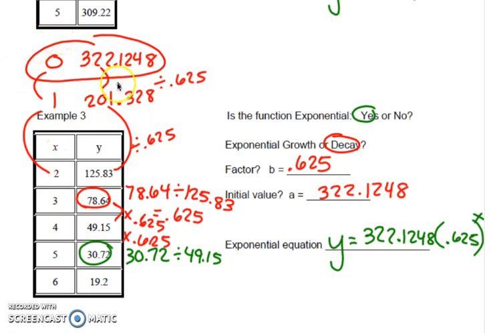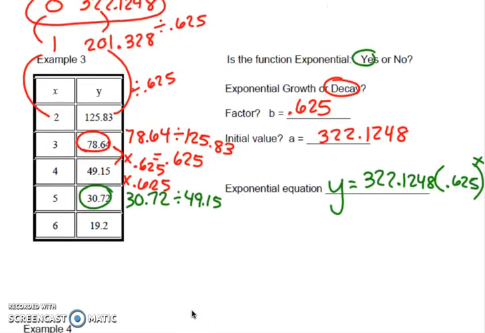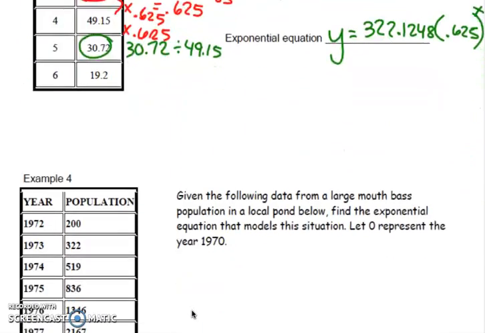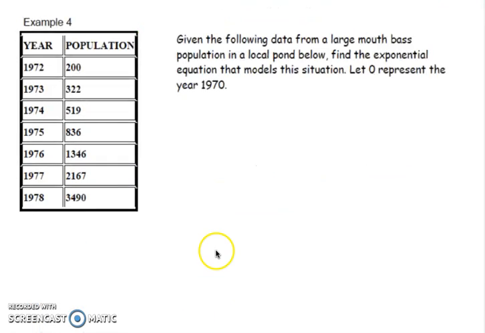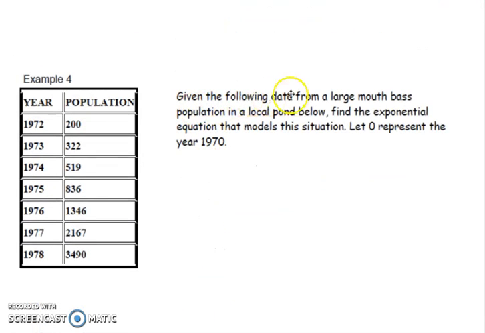All right. One more problem and we're done. All right, so it says, given the following data from a largemouth bass population in a local pond below, find the exponential equation that models the situation and let 0 represent year 1970. So what that means is this is year 2, 3, 4, 5, 6, 7, and 8. Okay, so first thing, I need to find the growth factor.